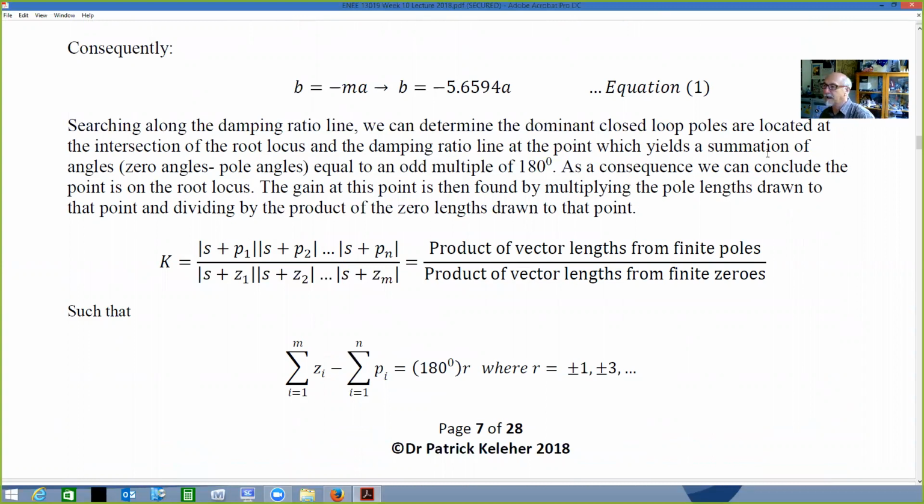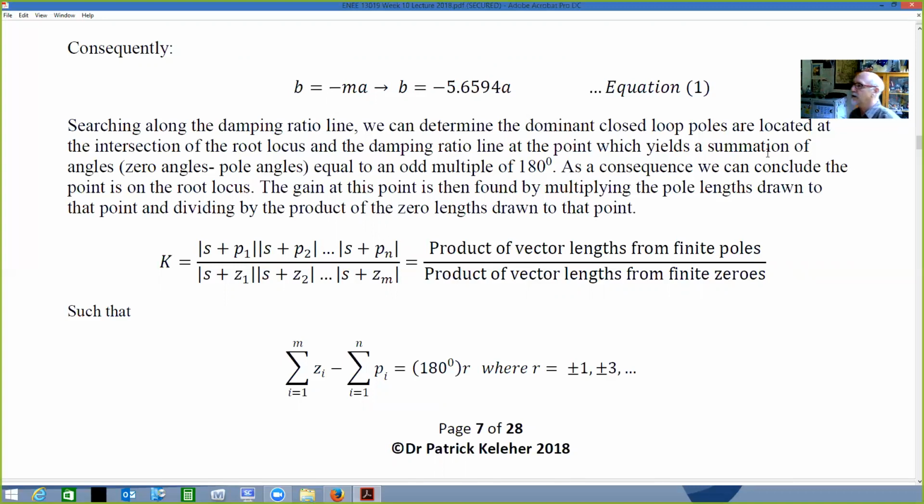So if we search along that damping ratio line, all this next part that we're discussing comes from the root locus fundamental underlying mathematics. Searching along that damping ratio line, we can determine the dominant closed loop poles are located at the intersection of the root locus and the damping ratio line, at the point which yields a summation of those angles, particularly the zero angles and the pole angles, equal to an odd multiple of 180 degrees. As a consequence, we can conclude that the point is on the root locus.